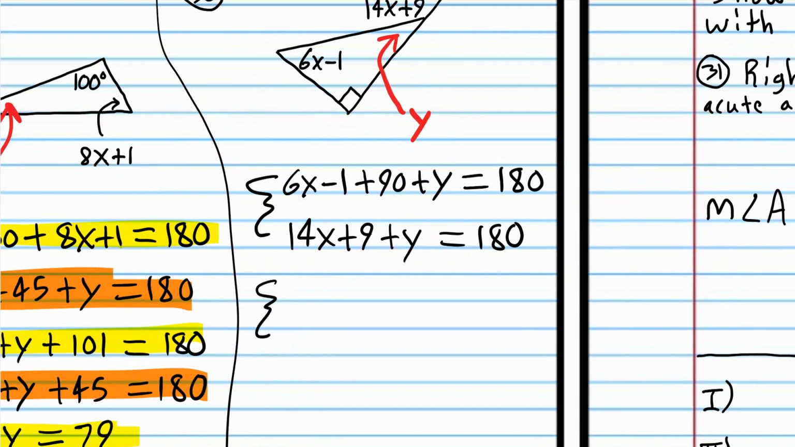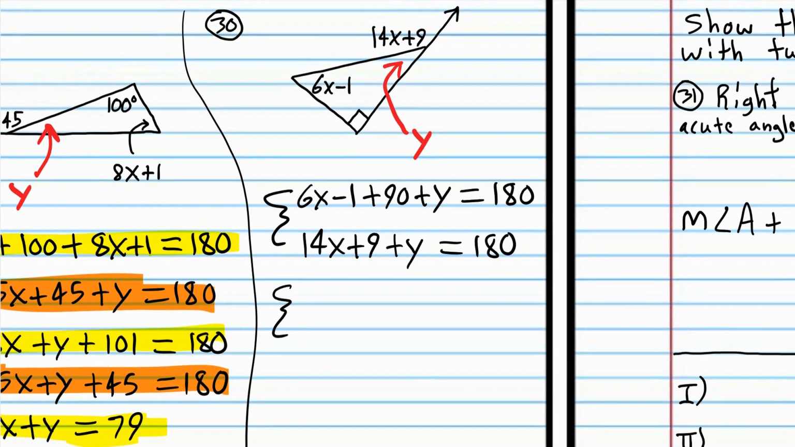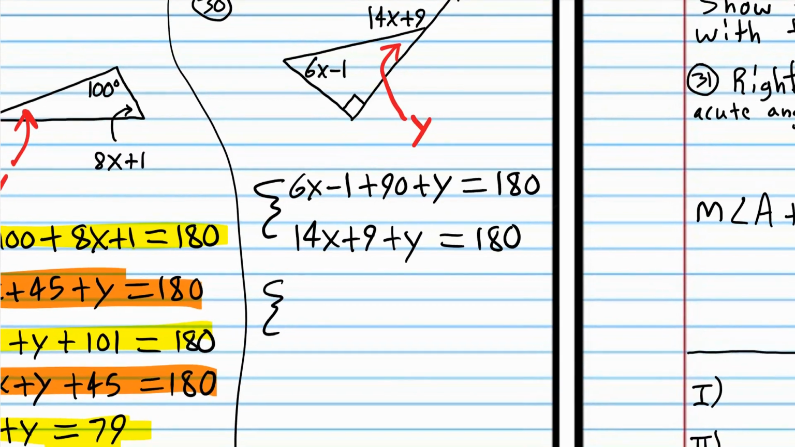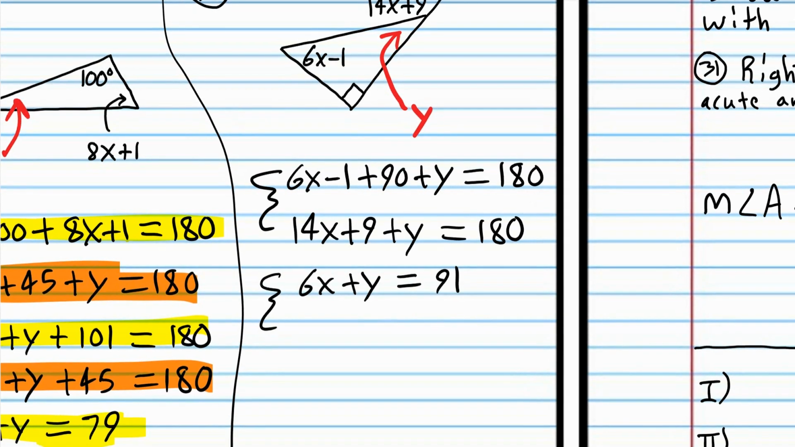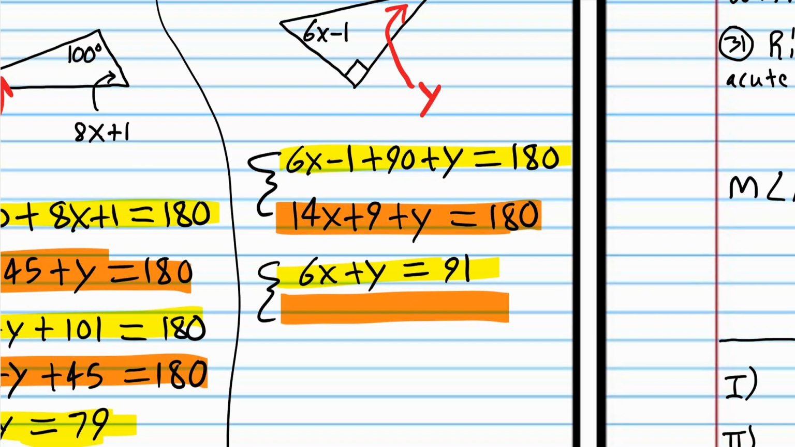Now I'm going to skip ahead a little bit. I'm going to add these two up, and I'm going to subtract from both sides. So if you add those up, negative 1 plus 90 is 89. Then I'm going to subtract 89 from both sides. And we're going to get 91. Because we're running out of time here, I'm skipping ahead a little bit. You don't have to show every step that I'm showing. Alright, so now we're going to subtract 9 from both sides in the orange equation, and we get 14x plus y is equal to 171.